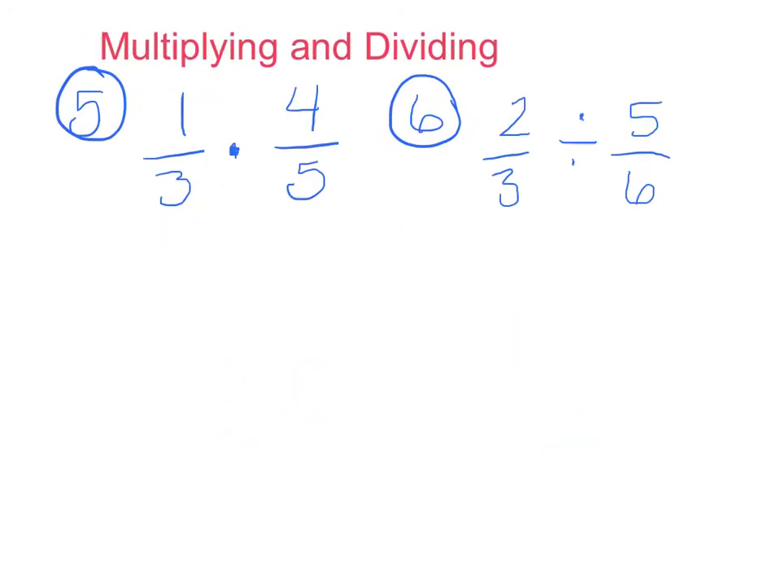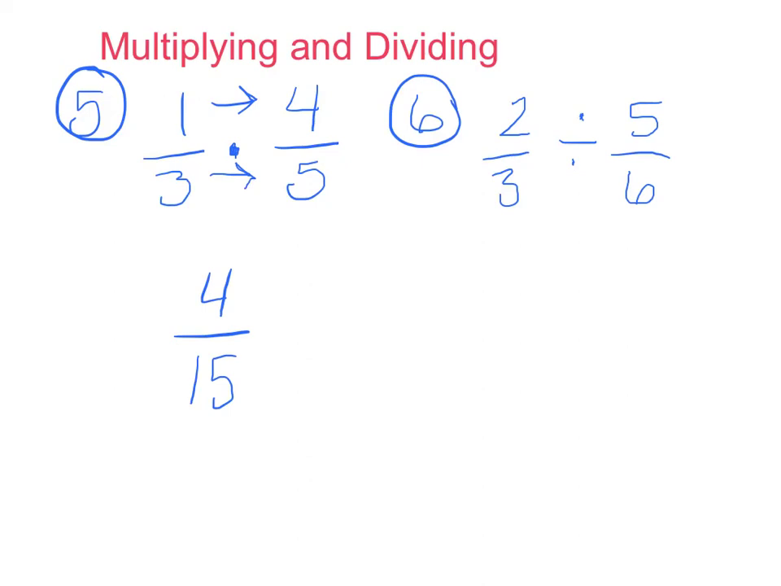Now we're going to go into multiplying and dividing. Multiplying fractions should be the easiest thing you can ever do with a fraction, because you just multiply straight across. So for this first one, 1/3 times 4/5. 1 times 4 is 4. 3 times 5 is 15. Nothing goes into 4 and 15, so that is our answer. So multiplying is just straight across. You don't need a common denominator, nothing like that. You just multiply straight across.